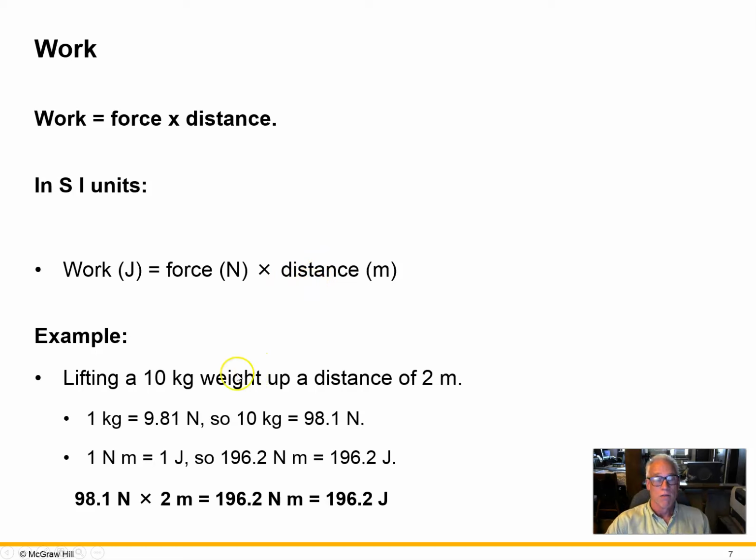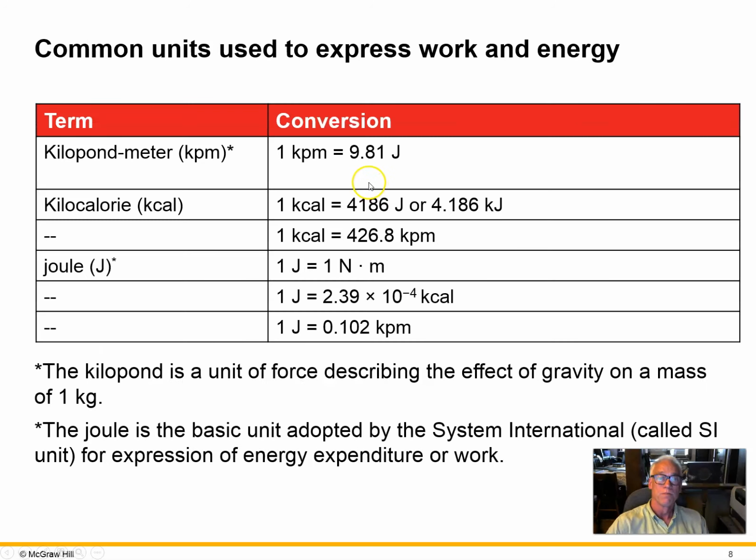So if we have a 10 kilogram weight, in order to figure out the work done when we lift it up against the force of gravity for 2 meters, we're going to need to convert kilograms into newtons. Here's a good number to keep in a list of shortcuts for yourself. 1 kilogram equals 9.81 newtons. And so now we'll just multiply and figure out that 10 kilograms equals 98 newtons. Then times the distance of 2 meters, force times distance gives us our work value, newton meters, which is what we call joules.